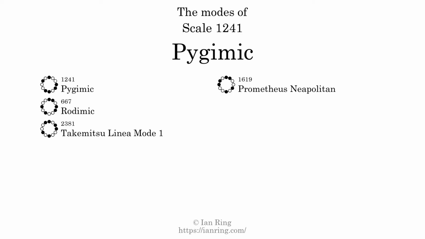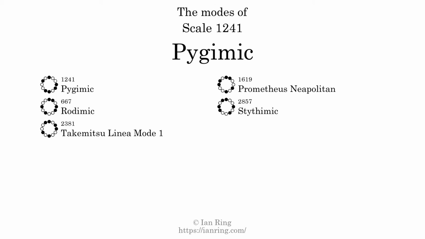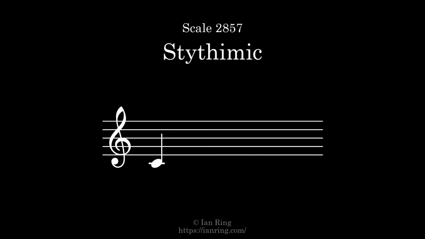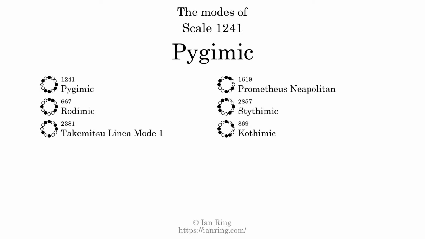The fourth mode is scale 1619, also known as Prometheus Neapolitan. It sounds like this. The fifth mode is scale 2857, also known as Pygimic. It sounds like this. The sixth and last mode is scale 869, also known as Pygimic. It sounds like this.